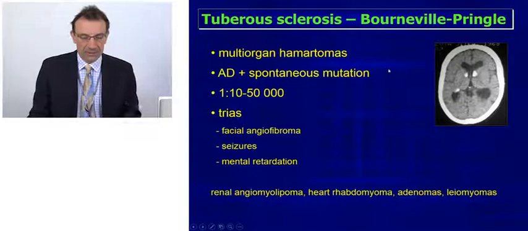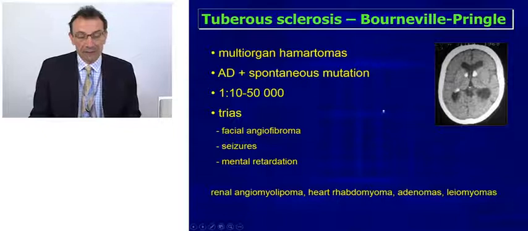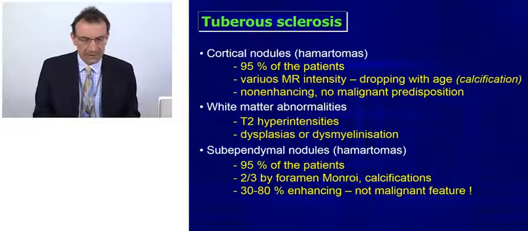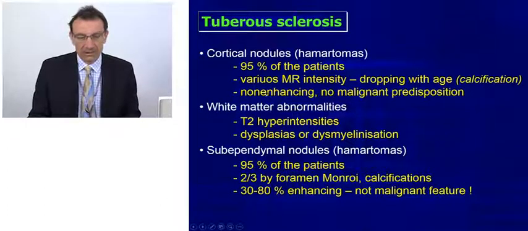The typical tumor in tuberous sclerosis is the hamartoma. You can see multi-organ hamartomas, so not only the central nervous system, but also different organs, and not only hamartomas, you can see angiomyolipomas, rhabdomyomas, leiomyomas, and different types of tumors. Concerning the central nervous system, the hamartomas are cortical. They typically calcify, all the hamartomas calcify. These cortical ones do not enhance, and they have no malignant predisposition.